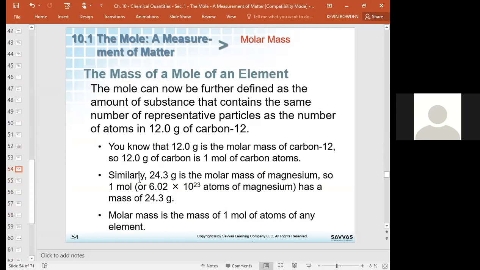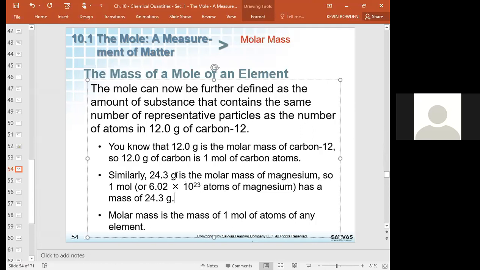So the molar mass of magnesium is 24.3. Now I don't trust this anymore. Okay, 24.3. And that mass of 24.3 grams is what 1 mole has.